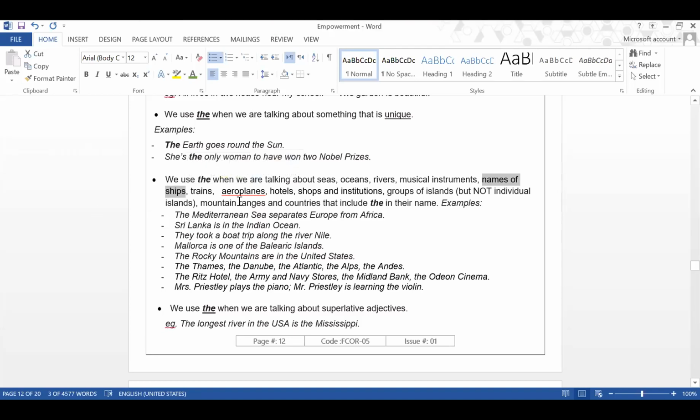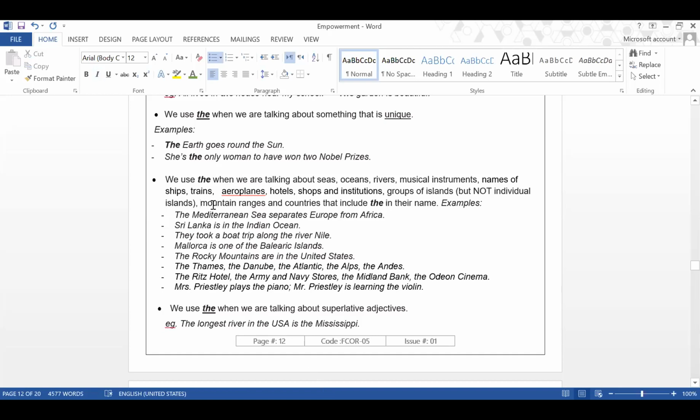Before the name of trains, airplanes, hotels, shops, and institutions. Institutions, like companies, the name of companies, or مؤسسات, let's say. Group of islands. If you are talking about a group of islands, you must use the article the before, like the Philippines. The Philippines is a group of islands that are related together. So we say the Philippines because it is a group of islands, but not an individual island. If you are talking about one individual island, we don't use the article the.